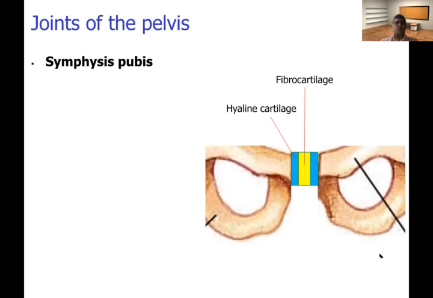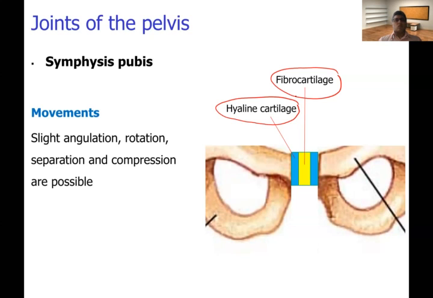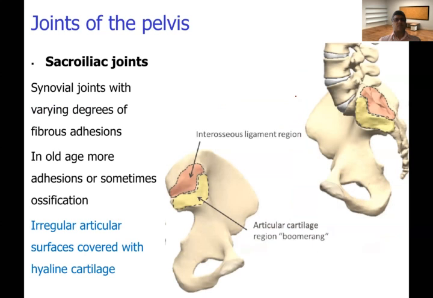If you take a look at the symphysis pubis, the secondary cartilaginous joint, like any other secondary cartilaginous joint, it has a fibrocartilage plate in the center, and two hyaline cartilage plates on either side of the fibrocartilage plate. This is the common arrangement for any symphysis joint. When it comes to movements, slight angulation, rotation, separation and compression are possible, mainly during pregnancy and childbirth.